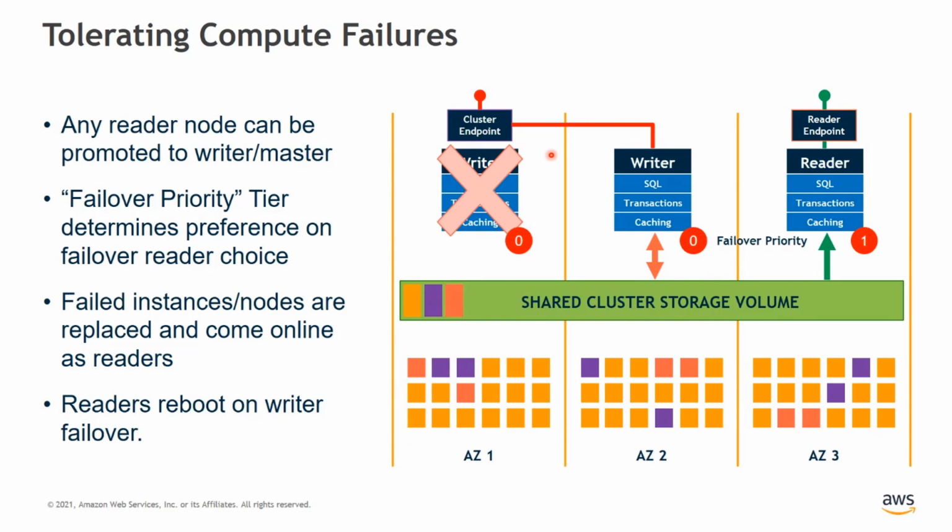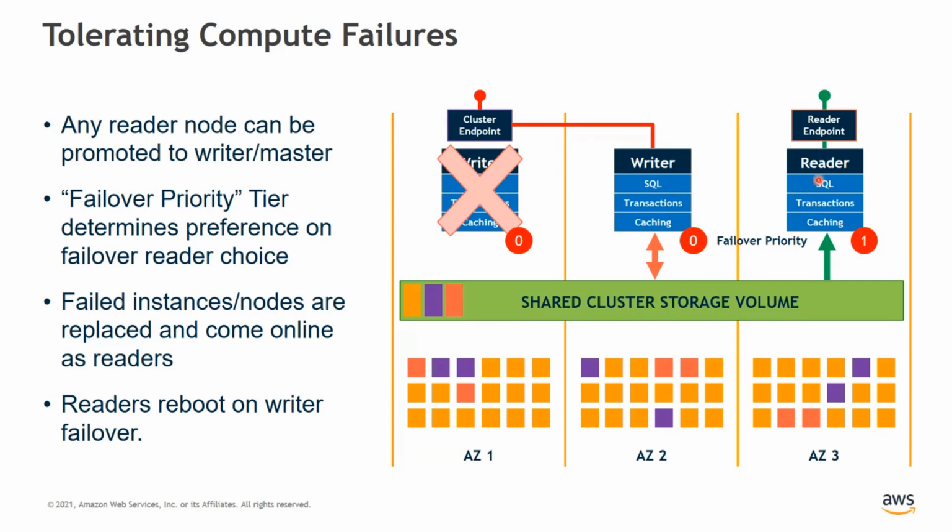So you'll see in this case, we've got the old writer, which has failed, and it will fail over to the lowest failover priority of all the reader nodes. In this case, there's another one designated as failover priority 0. The cluster endpoint, that is the writer endpoint, will be changed to reflect the new instance. And if that one were to fail, it could then fail over to the next lowest failover priority, right?